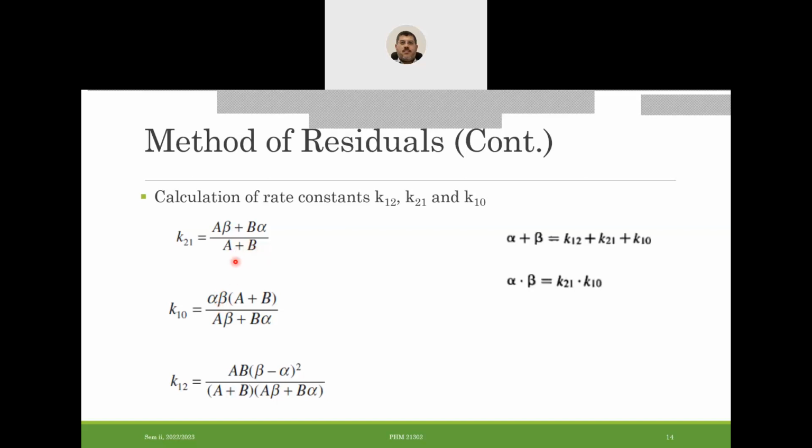If you observe this equation, K21 is equal to this value, right? So K10 is equal to alpha times beta divided by K21, meaning alpha times beta divided by this value. You invert this value because you divide by it, so A plus B will come to the numerator, and then A beta, B alpha will come in the denominator.